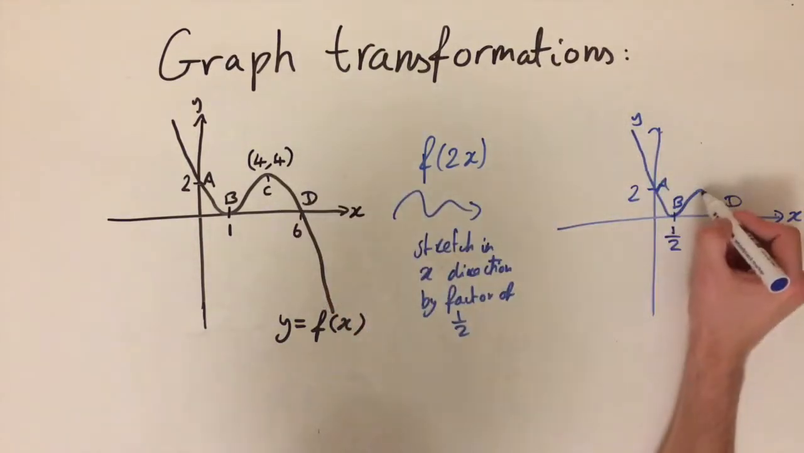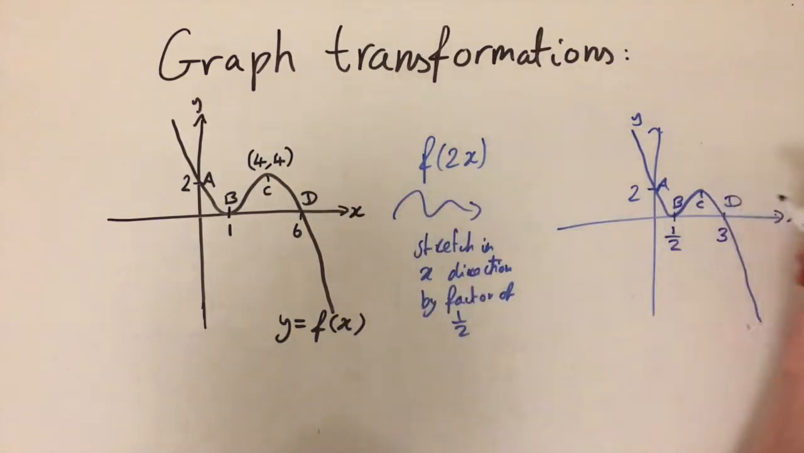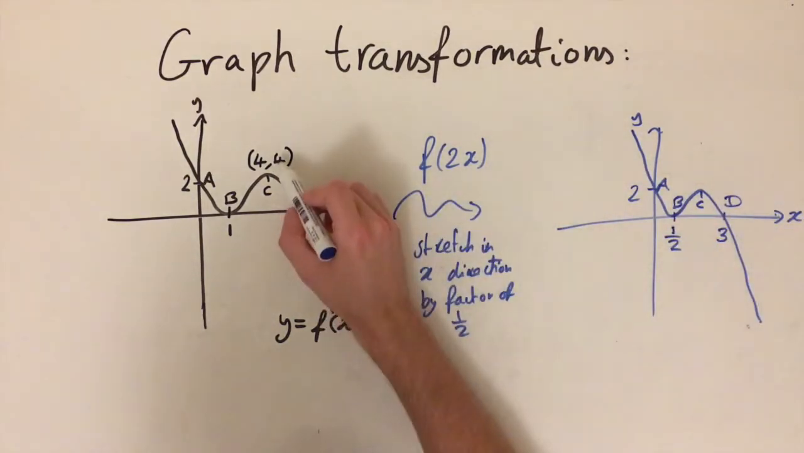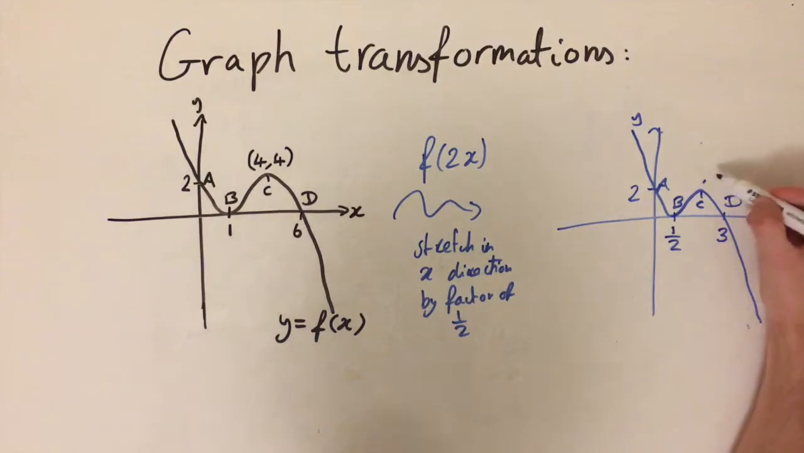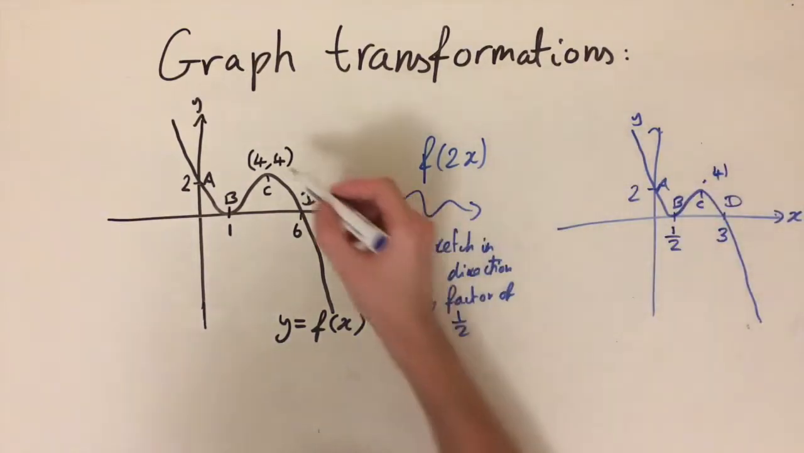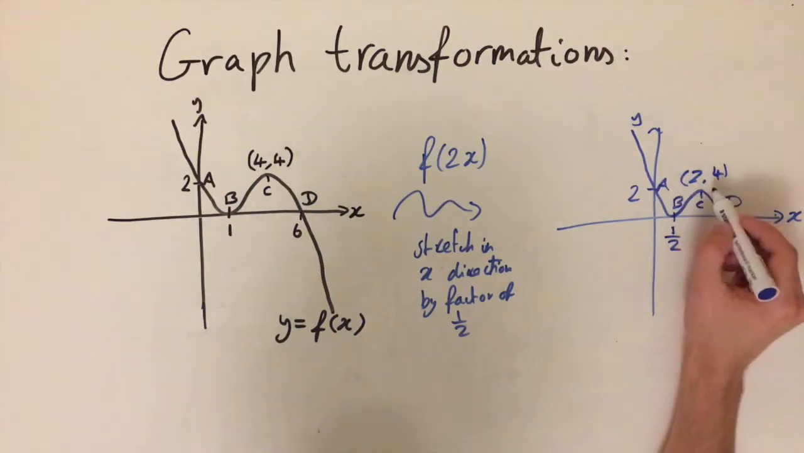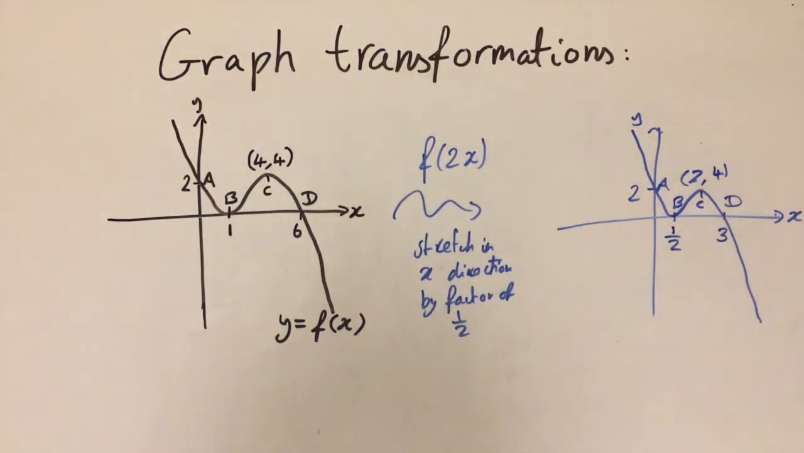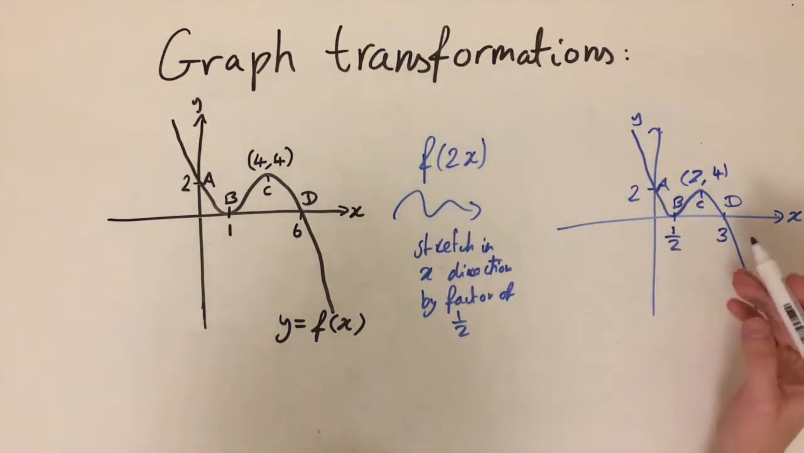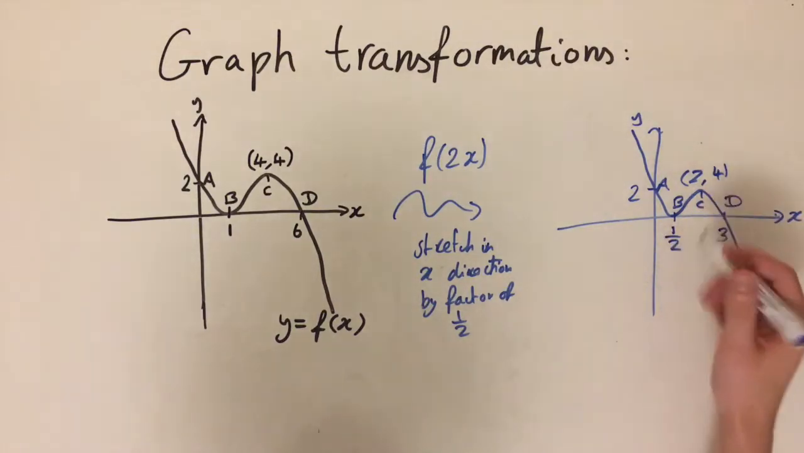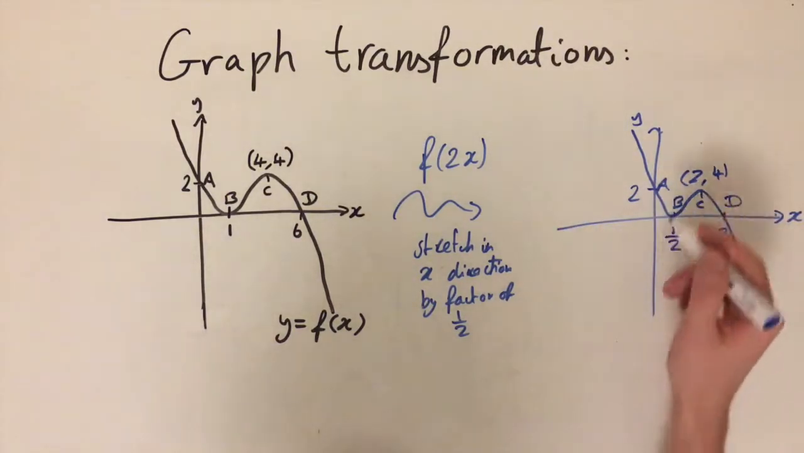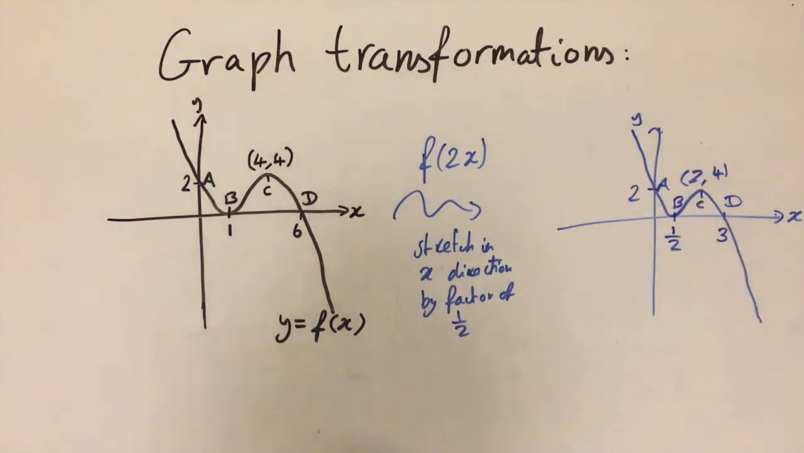And then for the last point, we want to know what c now is. So the y component stays exactly the same. This stays 4. But the x component, we have to divide by 2. So c is now at position (2, 4). So you can see under this transformation, the vertical information hasn't changed. We've just squished everything towards the vertical axis.